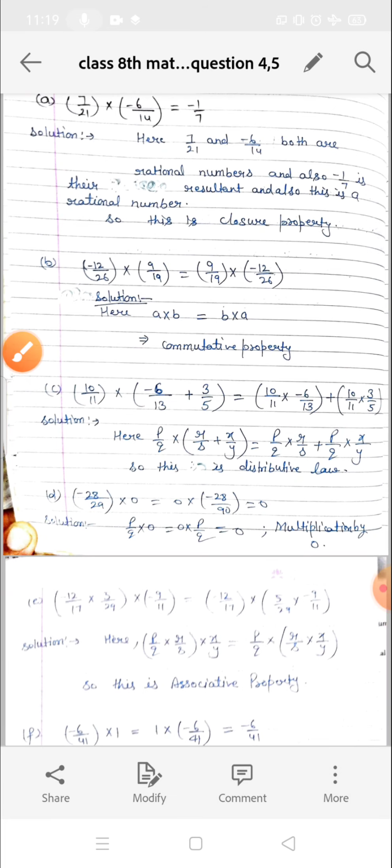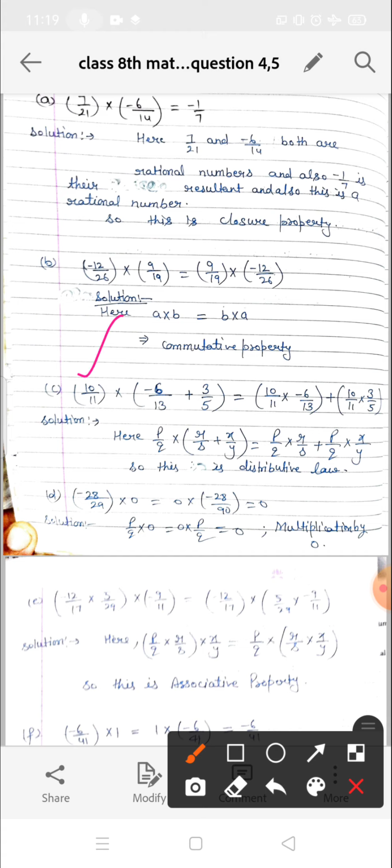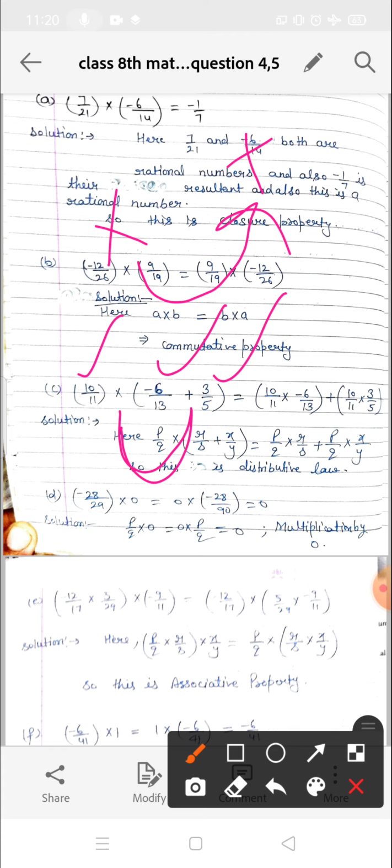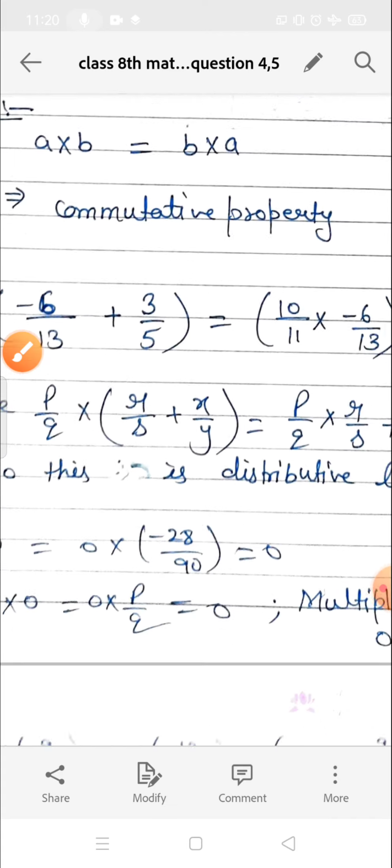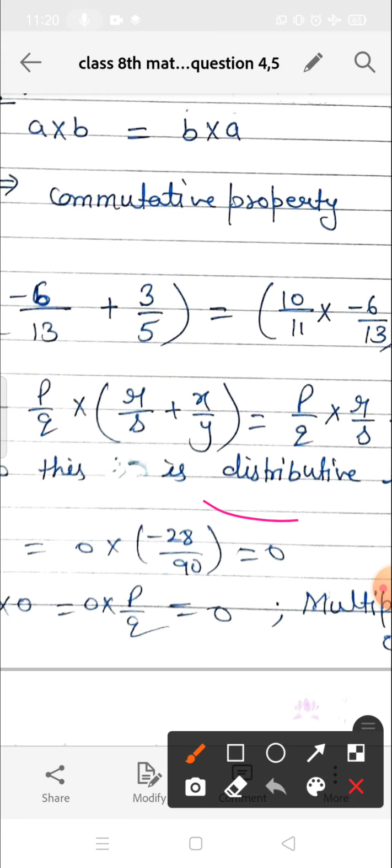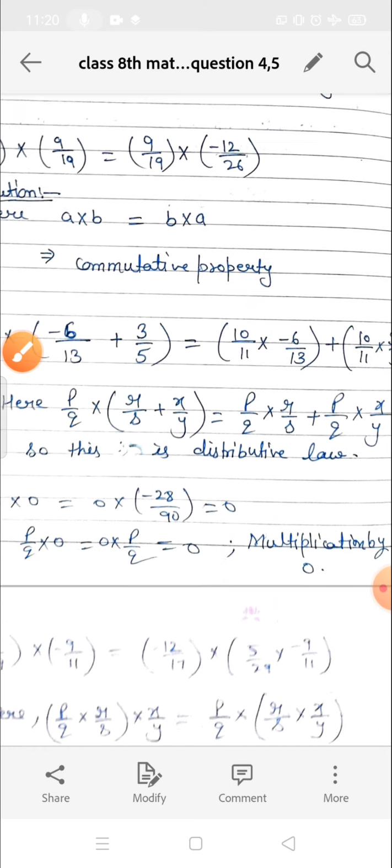Now look at the C part. In the C part, 10 by 11 is multiplied by minus 6 by 13 plus 3 by 5. In this we have two signs, one is multiplication and one is addition, and we know that multiplication is distributive over addition in the case of rational numbers. So we can say that this is our distributive property. So the answer is distributive property.